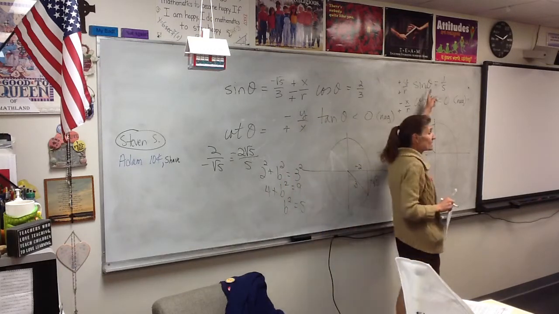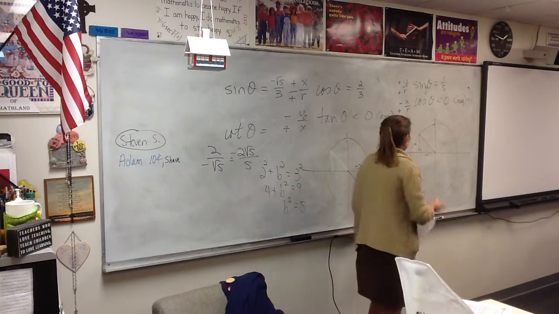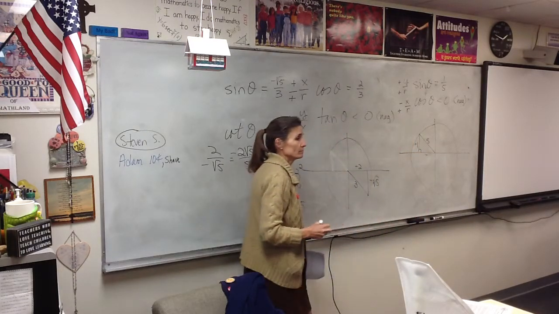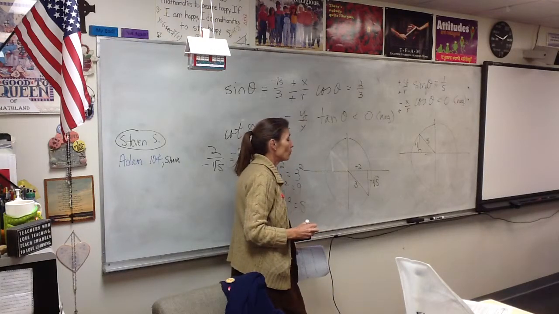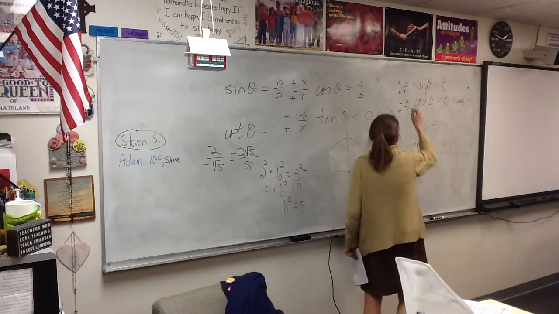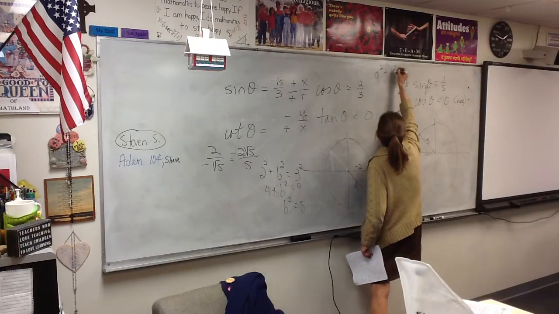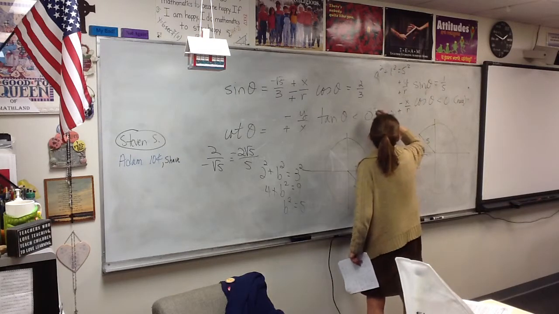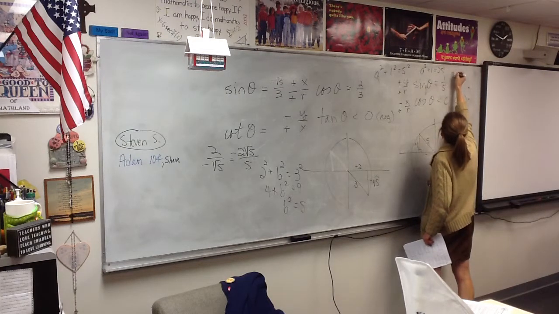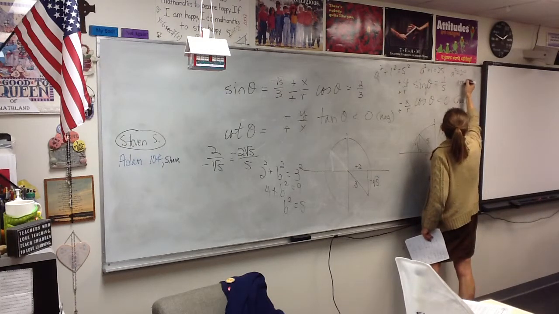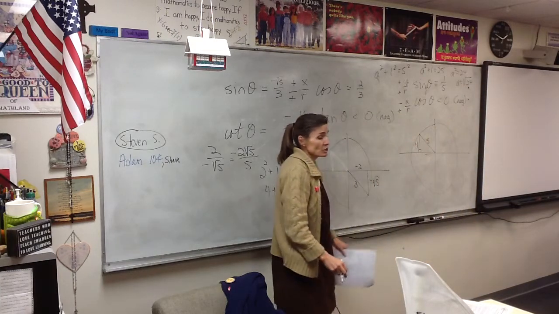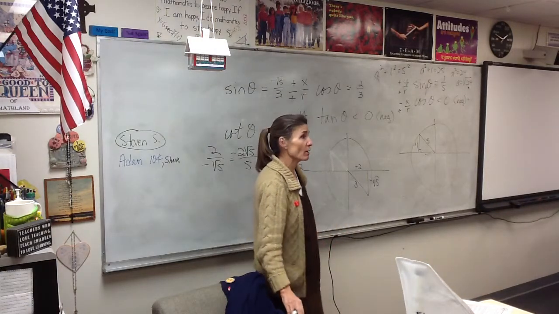The sine is 1/5. What do I do next? Pythagorean theorem. So a squared plus 1 squared is 5 squared. A squared plus 1 equals 25, a squared equals 24, and a equals the square root of 24. Say Pythagorean theorem. I'll let you catch up, and then I want you to tell me about the square root of 24.